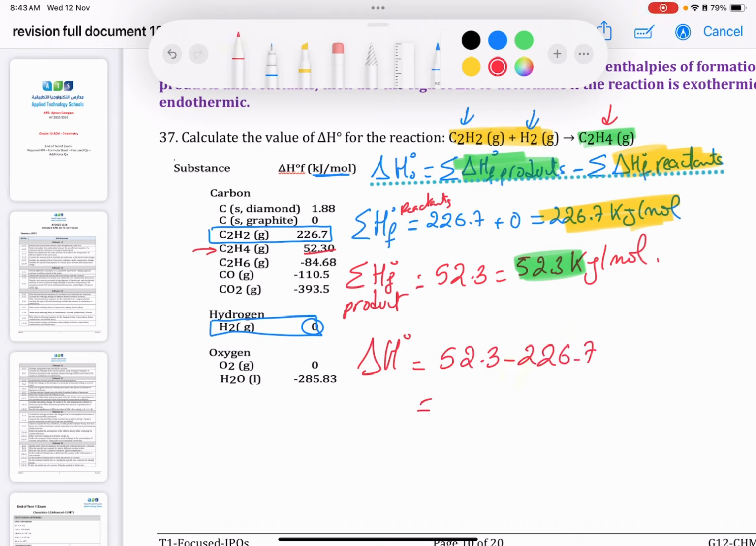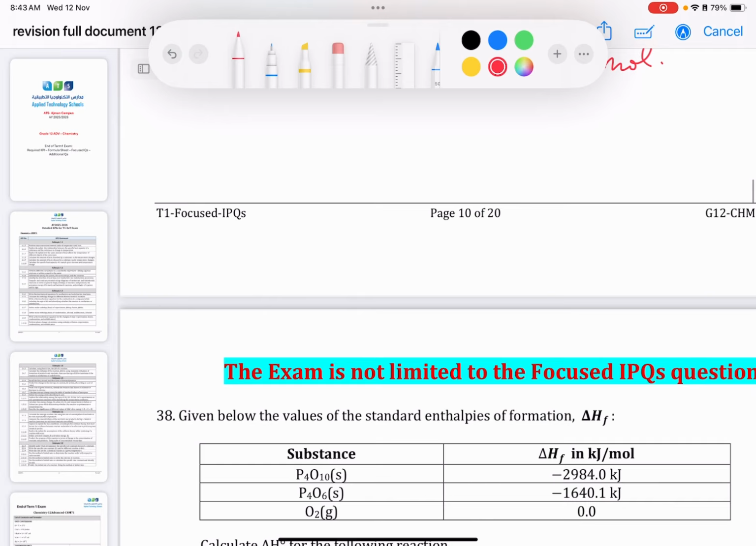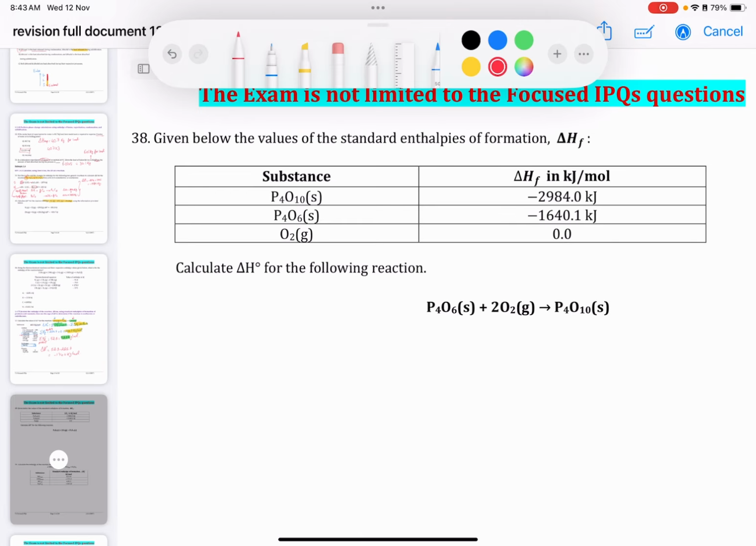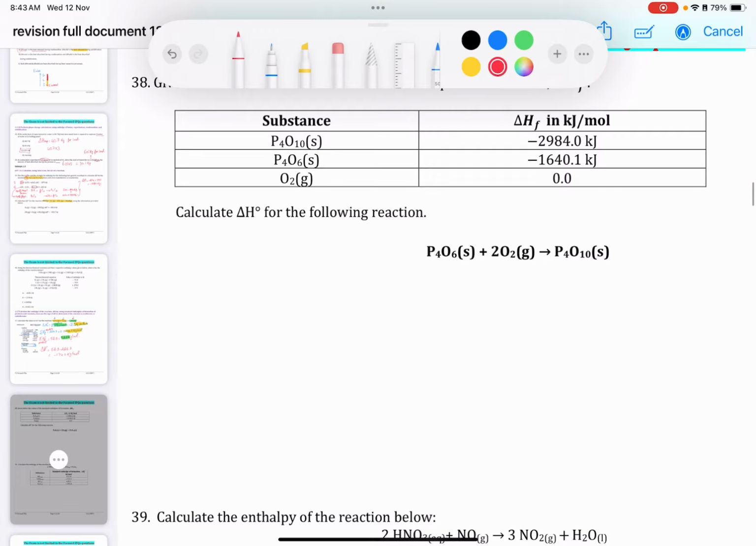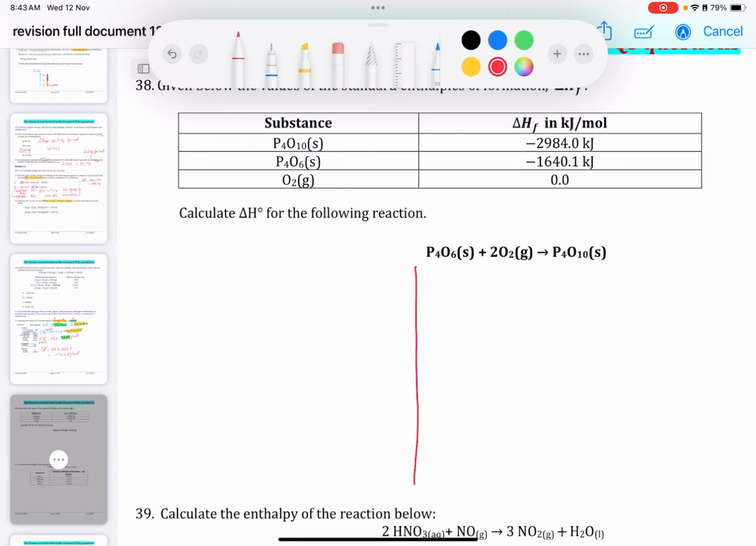And the answer is negative 174.4 kilojoule per mole, because that's a standard. I have more practice exercises to help you better understand this. So here's a question. I'm gonna solve it in 2 ways, and you get to choose the one that suits you.